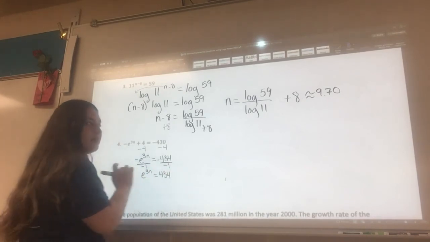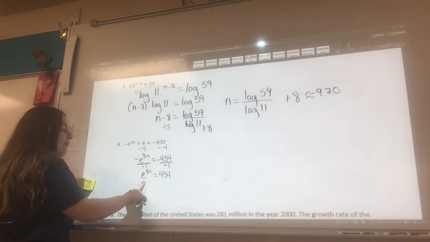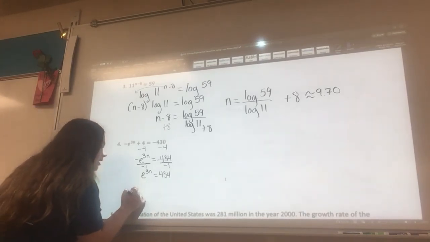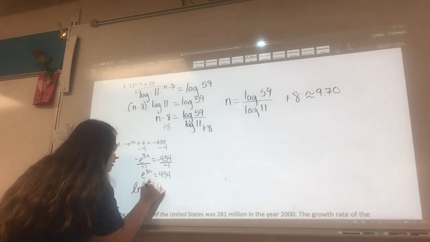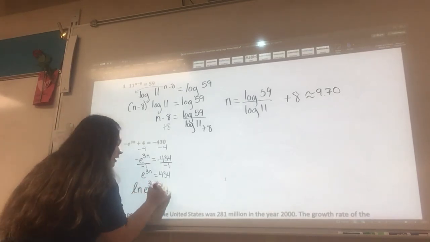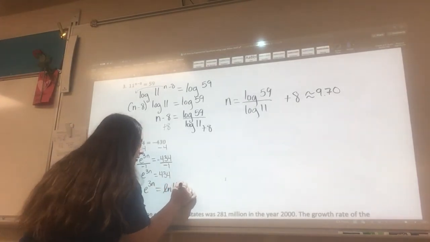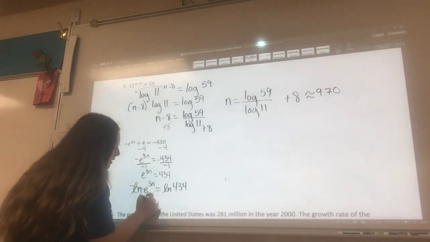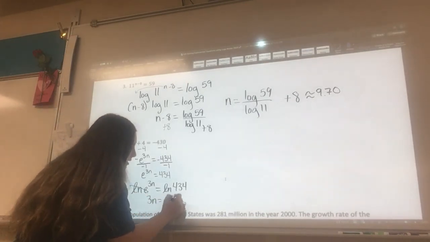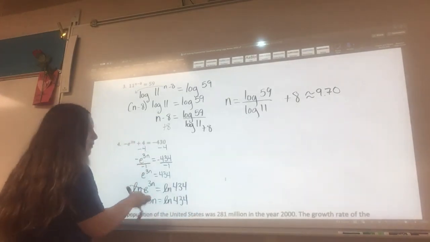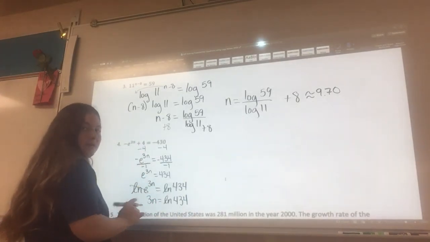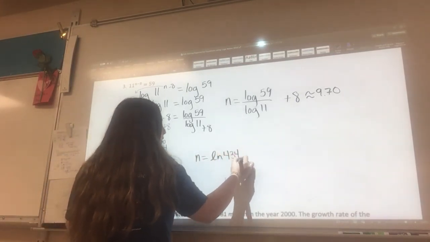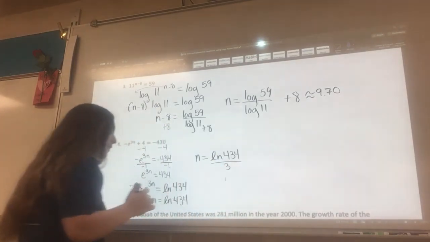And this is much more reasonable to deal with. Since we have an exponential e, guess what we're putting on both sides? You guessed it, a natural log. So we are going to get natural log of e to the 3n equals the natural log of 434. As a quick reminder, ln and e will cancel out, and we're going to be left with 3n equals the ln of 434. To get n by itself, we'll divide by 3, so n will equal the ln of 434 divided by 3.